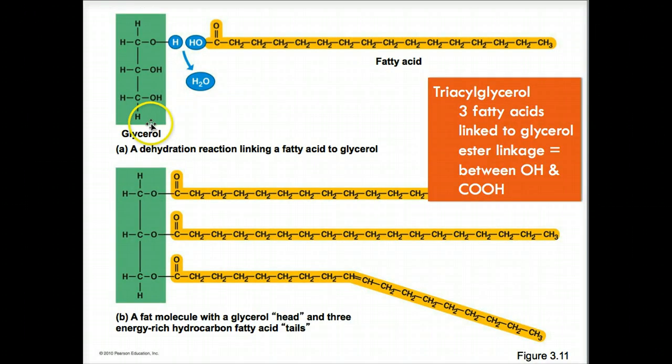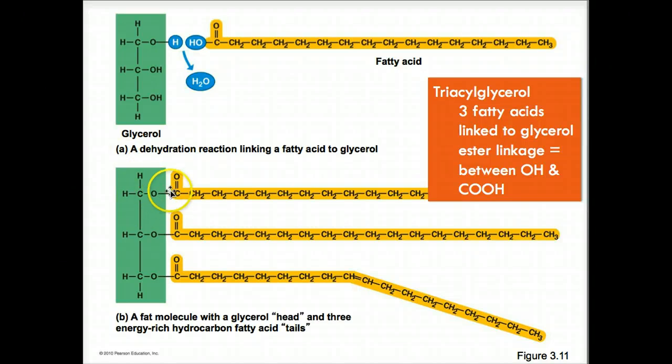This diagram again, here is my glycerol, my 3-carbon glycerol. Here's a single fatty acid chain. Here's an example of a dehydration reaction. And notice that down here in B, there are 1, 2, 3 fatty acids, which is why it's called a triglycerol or triglyceride, which is 3 fatty acids linked to an individual glycerol molecule.